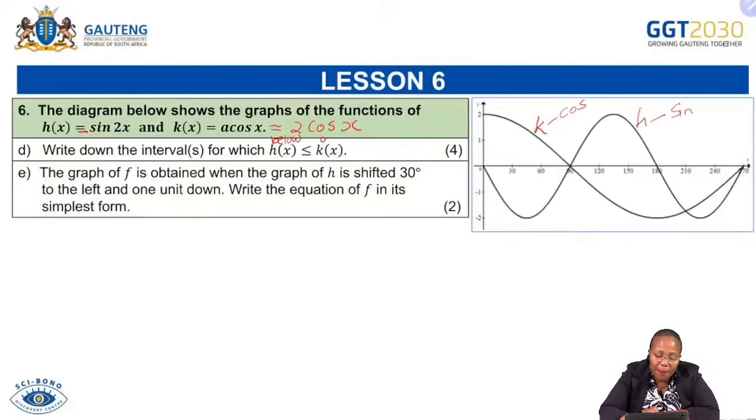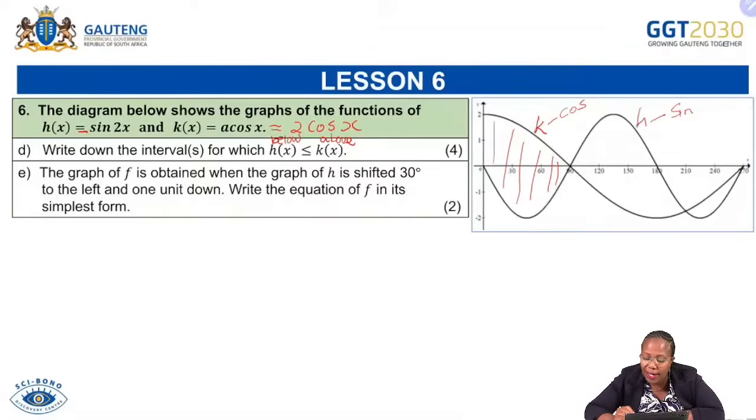This one will be above. Okay, we are going to look at the condition where h is below and k is above. So k is above in this interval here, and then here h is above, so we can't take this interval. We are looking where k is above, and k starts being above again from that interval. Those are the two solutions.